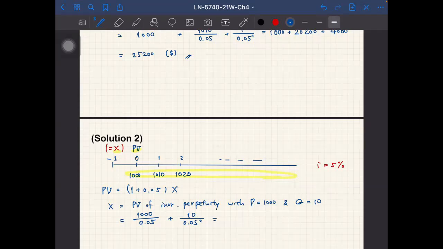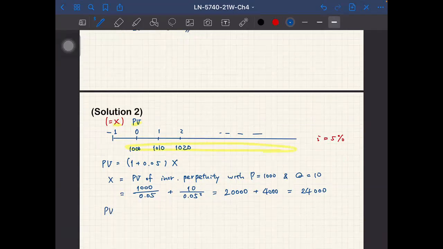So 1,000 over 0.05 is 20,000. And the second term, 10 times 20 times 20, is 4,000. So this becomes 24,000. Then finally, PV is equal to 1.05 times x, so 1.05 times 24,000. This becomes 25,200. So we got the same answer as the previous page.